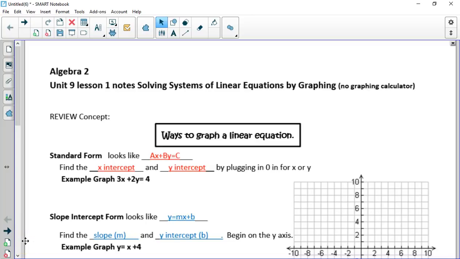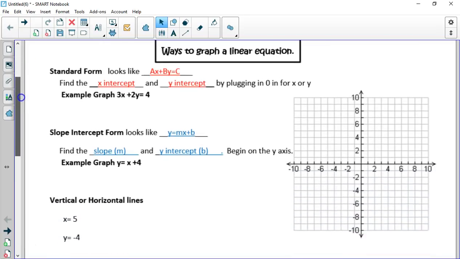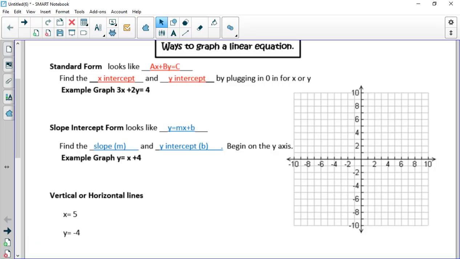Unit 9, Lesson 1. This should be old review. We're just reviewing how to graph linear equations. We're not using a graphing calculator initially. We can use it to check, to verify, but you need to be able to do this without a calculator. So, standard form looks like ax plus by equals c.